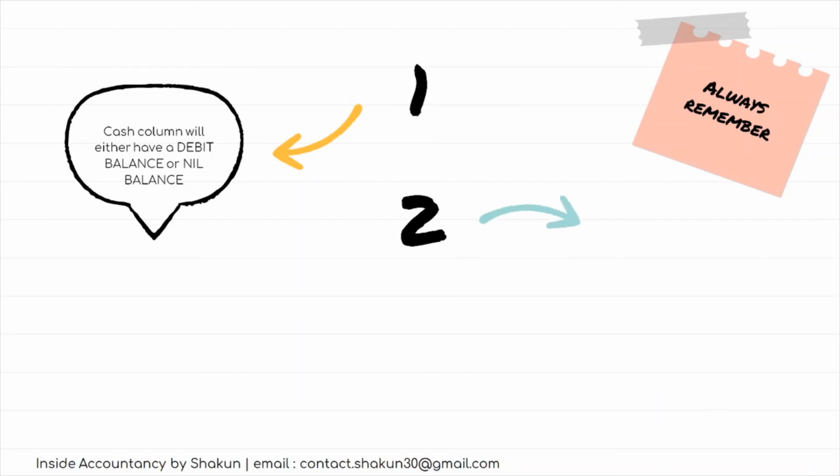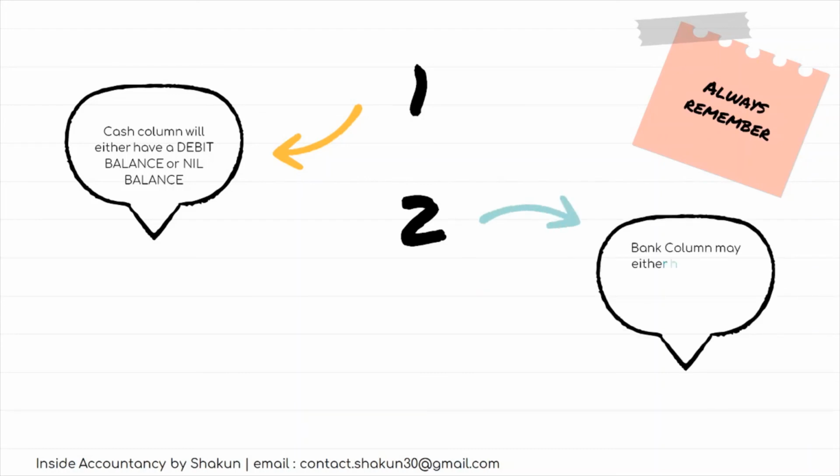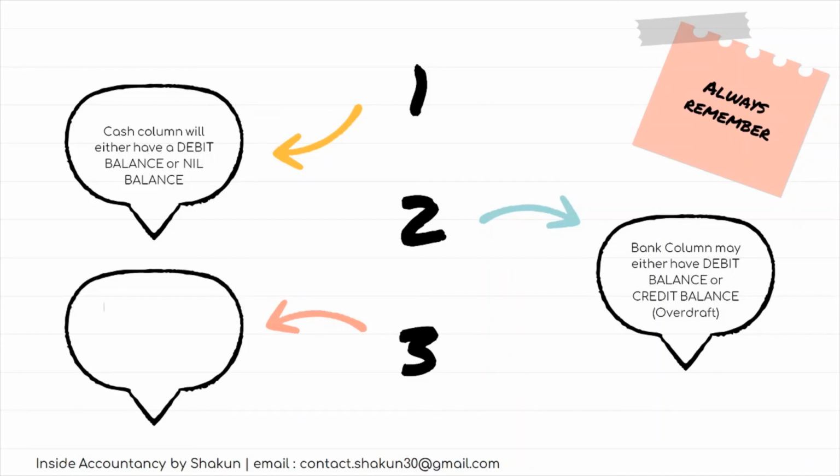The second thing which you must remember is that the bank column may either have a debit balance or a credit balance. If it is a debit balance, it means we have money in the bank. And if it is a credit balance, that means that we have withdrawn more than the limit and we have to make a payment to the bank, which is commonly called bank overdraft. The third thing which you must remember is that if a cash book with the bank column is maintained, then we are not required to make a cash account or bank account in the ledger. So in the ledger, cash and bank accounts are not required if we are making the cash book.